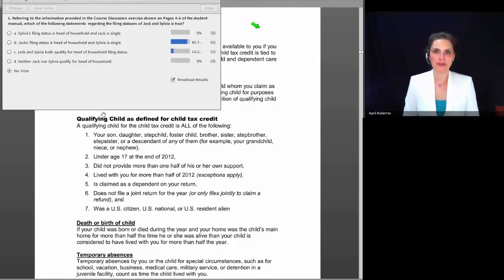To qualify for the head of household filing status, you must pay more than half the cost of keeping up a household for the year. And I told you in the wording of the problem that Jack is the one who paid more than half the cost of keeping up the household. Sylvia did not. Therefore, Sylvia's filing status is single and Jack is head of household.